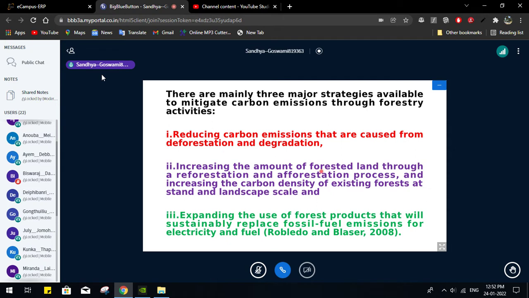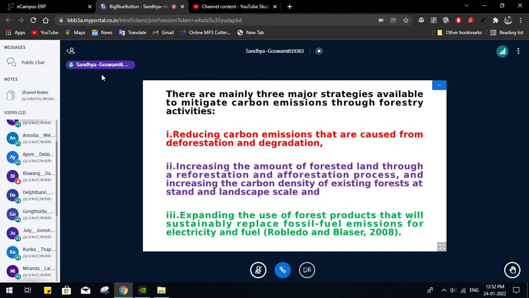Number two, we have to increase the amount of forest lands. Forest land kaise aap increase kar sakte ho? We have to go for reforestation and afforestation activities, right? Number one, reforestation, samajhte hain aap log? Do you understand what is reforestation? Growing trees after cutting. Yeah, if in any area trees were there, we cut the trees and then we are planting trees, then we call it reforestation.